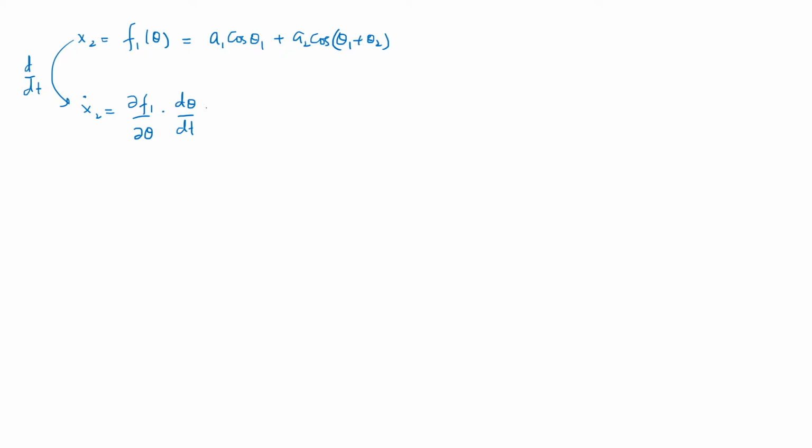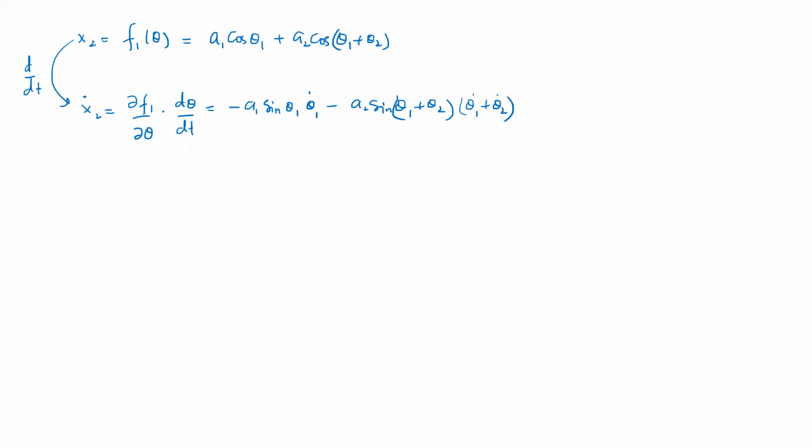Let's start from one expression that we have derived already, and that was x2 equal to f1 of theta, where theta is a vector of thetas, which, to be precise, was a1 cos of theta 1 plus a2 cos of theta 1 plus theta 2. Now, if I take the time derivative of this expression, this is going to be x2 dot, and that would be equal to partial of f1 by partial of thetas times d theta by dt. To be precise, for this whole expression, this is going to be equal to minus a1 sine of theta 1 times theta 1 dot, minus a2 sine of theta 1 plus theta 2, and then you have theta 1 dot plus theta 2 dot.